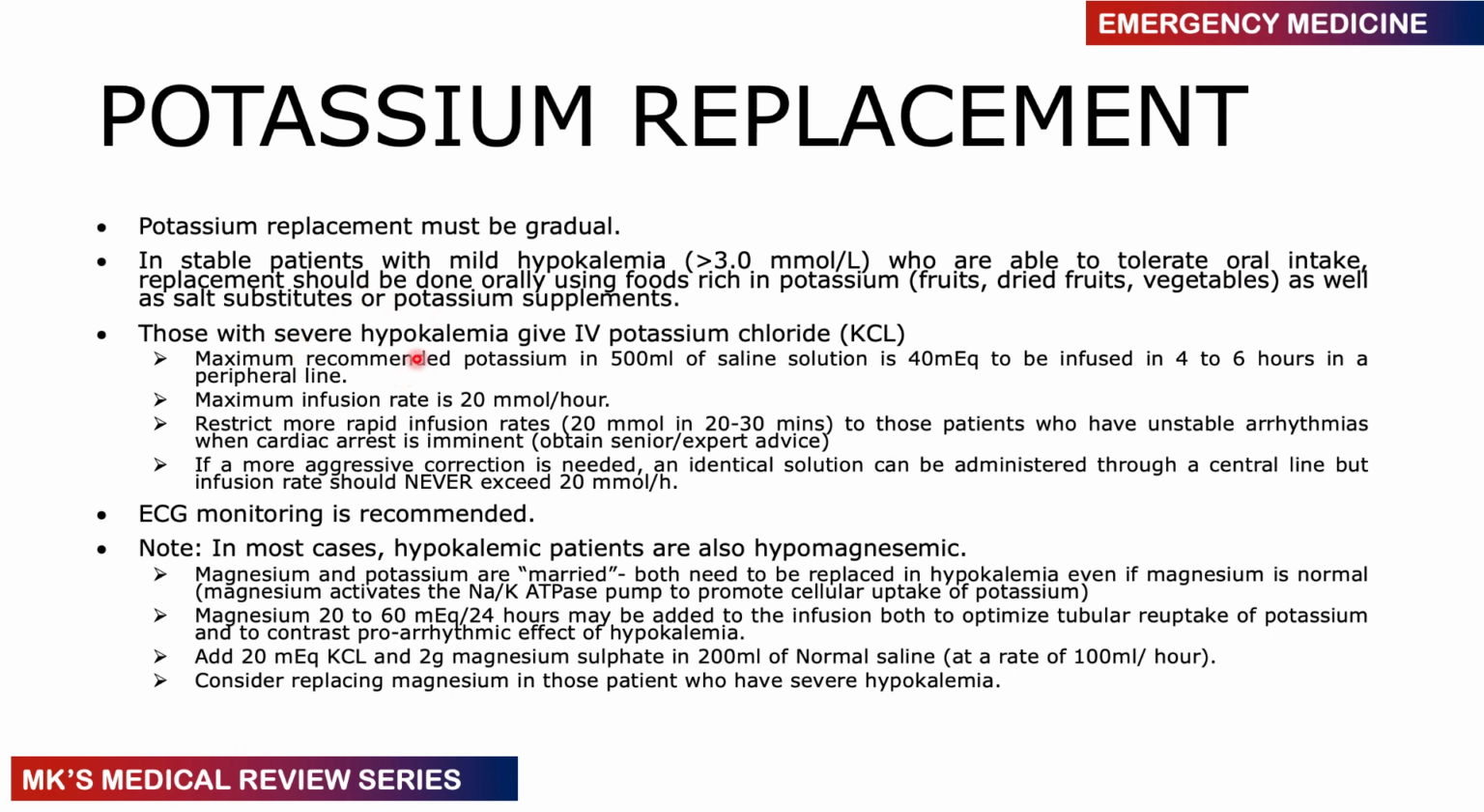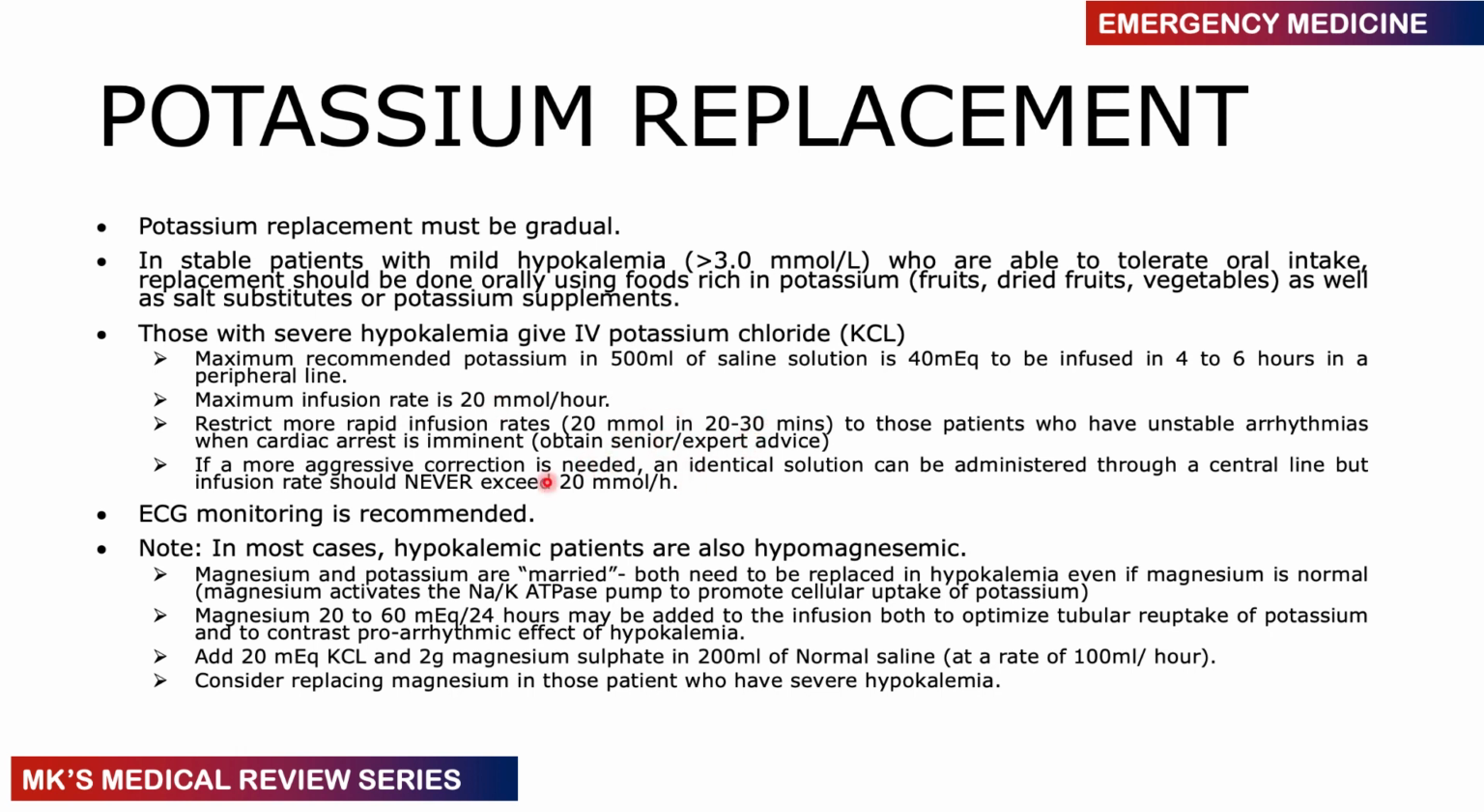Those that have severe hypokalemia, you give them potassium chloride. So remember that the maximum recommended amount of potassium chloride that you can ever add to 500 mils of normal saline is 40 milliequivalents, or 40 millimoles. And this has to be given over 4 to 6 hours. That's if you're using a peripheral line. Never should you infuse it faster than 20 millimoles per hour. So in 1 hour, you shouldn't give more than 20 millimoles, unless the patient actually has an unstable arrhythmia, or if you think that cardiac arrest is imminent, then you can give this 20 millimoles in about 20 to 30 minutes.